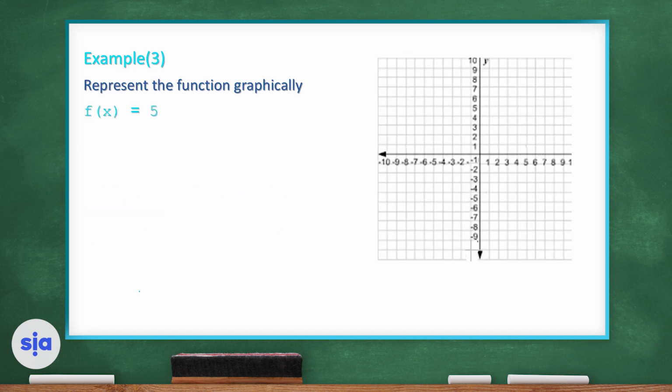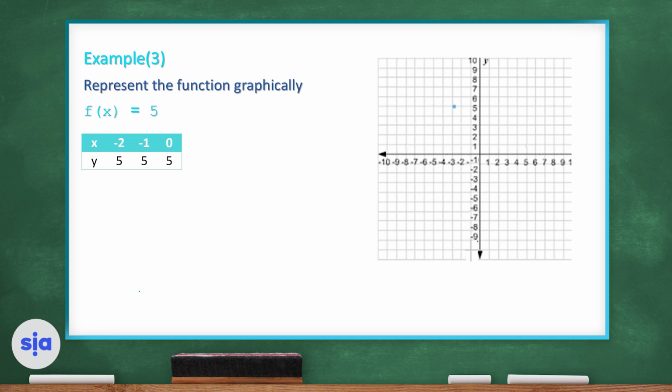Let's move on to example 3. And the function here is f of x equals 5, and the question is asking us to represent it graphically. Here, is this a linear function or a constant function? It's a constant function because we have no variable. F of x equals 5. So, in this case, f of x means y, so y is equal to 5 in all cases. If you put x by -2, there is no x to substitute, so it's always 5.